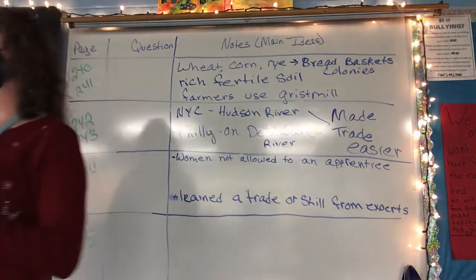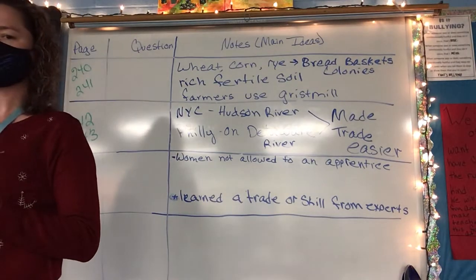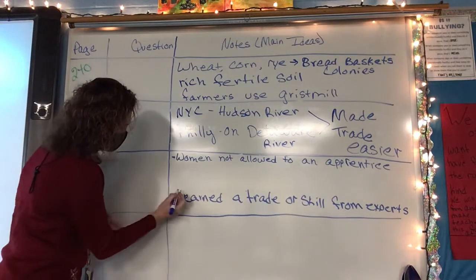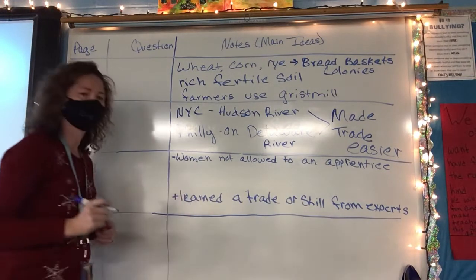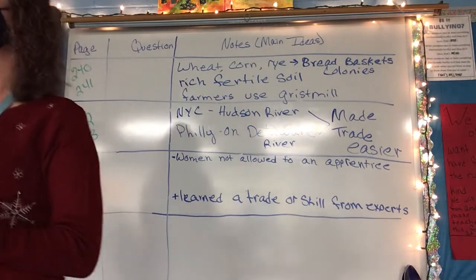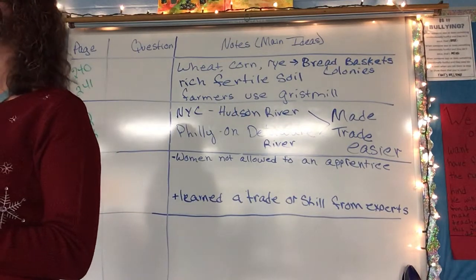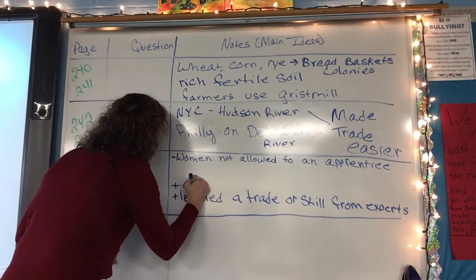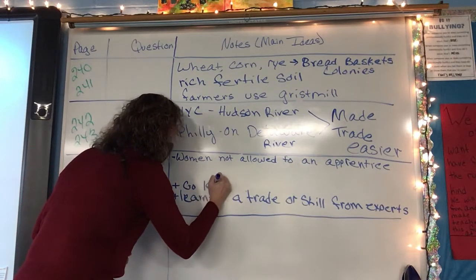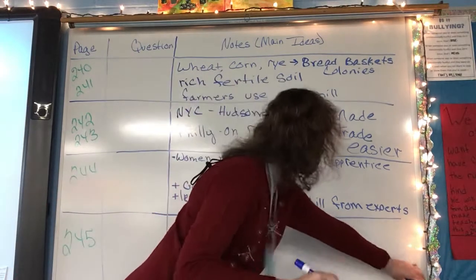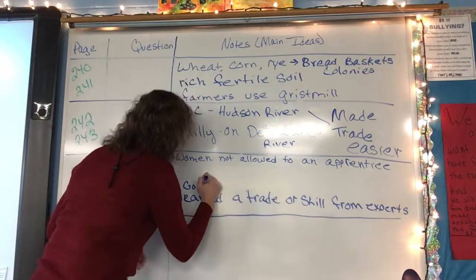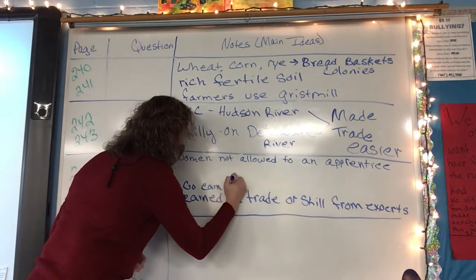Give me something else. John? I don't know if it's an advantage or a disadvantage, but they could go on to earn a living as a journeyman and later a master. Good. So they could go earn a living, right? And I would say that would be an advantage, right? You've got this skill, you're going to make money with this skill. Go earn a living.